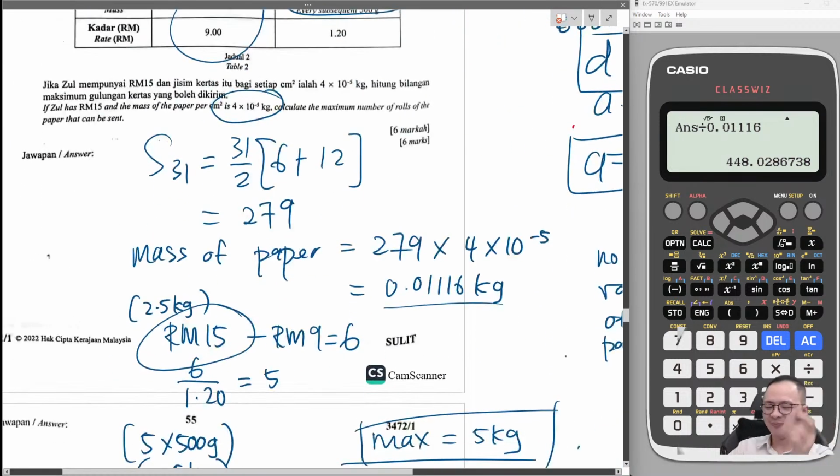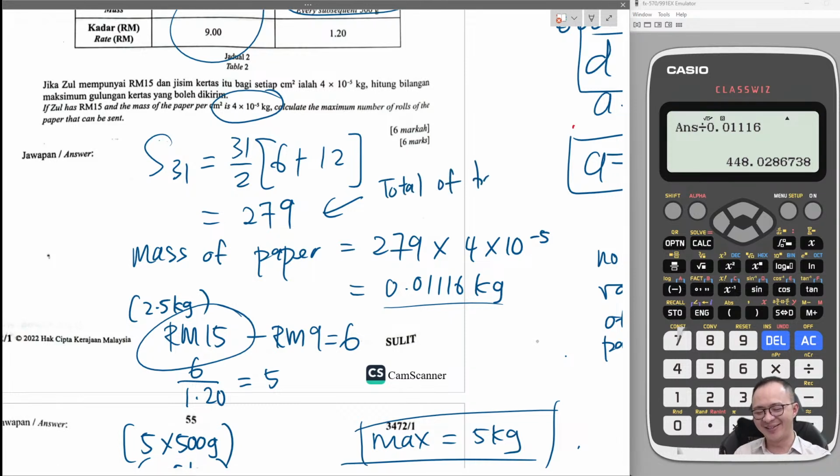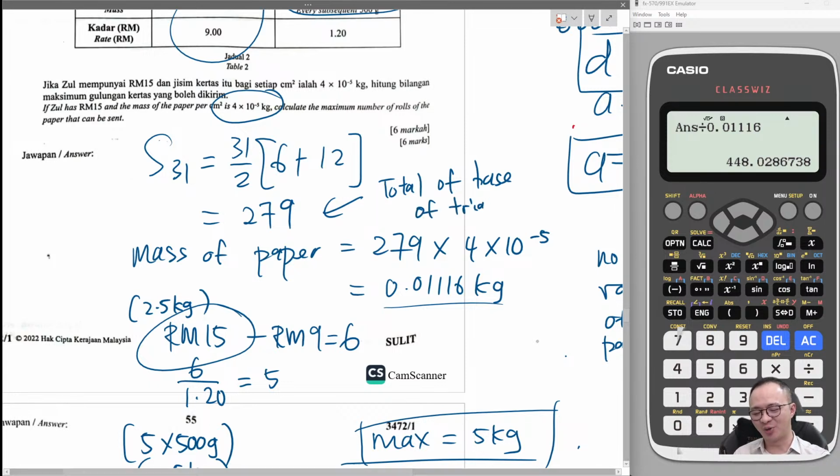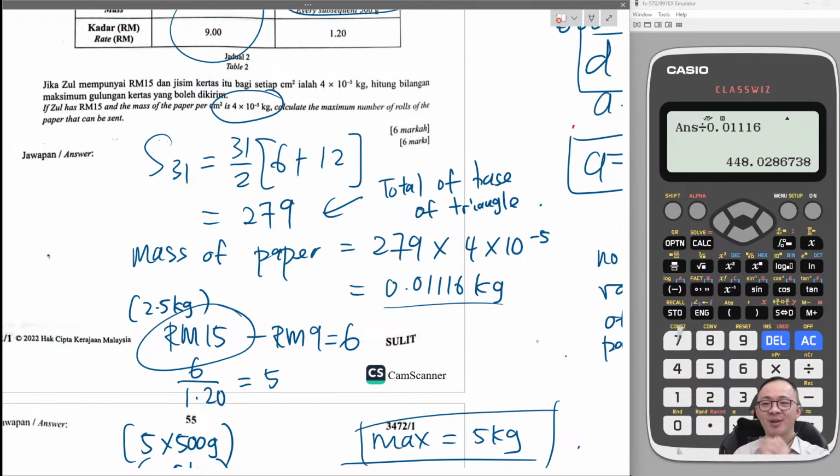Oh. Because this one is the total length of base only. Total of base of triangle only. I forgot to multiply 12 to get the rectangle. So it's wrong.